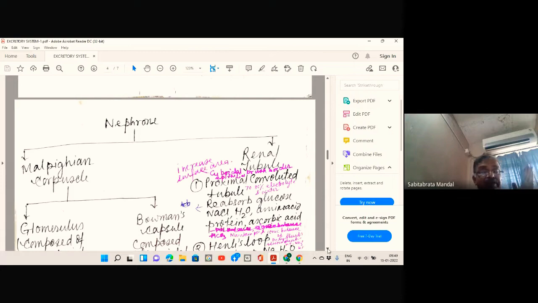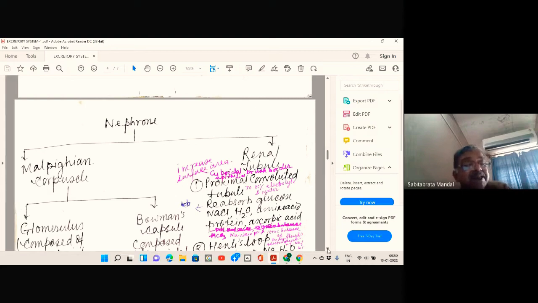One is called Malpighian corpuscle, another is called renal tubule. Okay, nephron, first I am dividing it and then we will go for the diagram. We can divide the nephron into two parts. First part is Malpighian corpuscle and the second part is renal tubule.